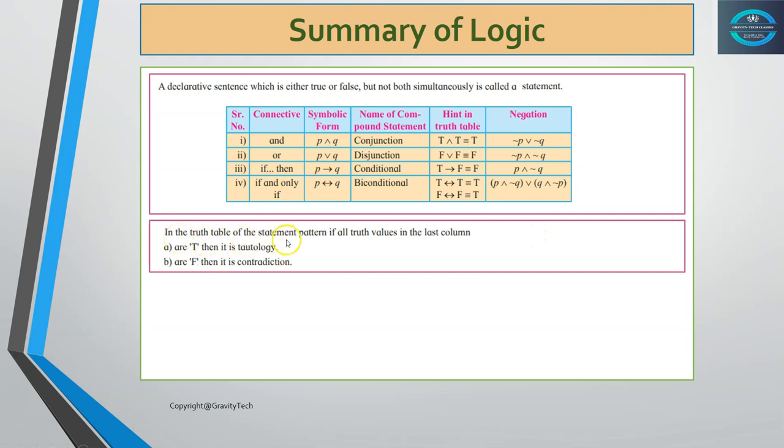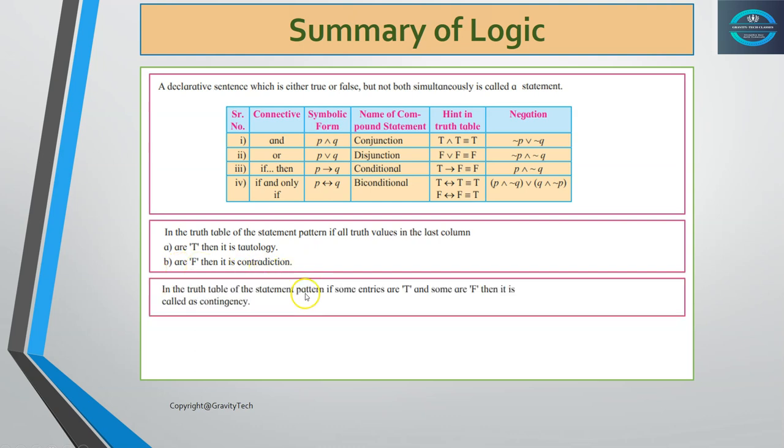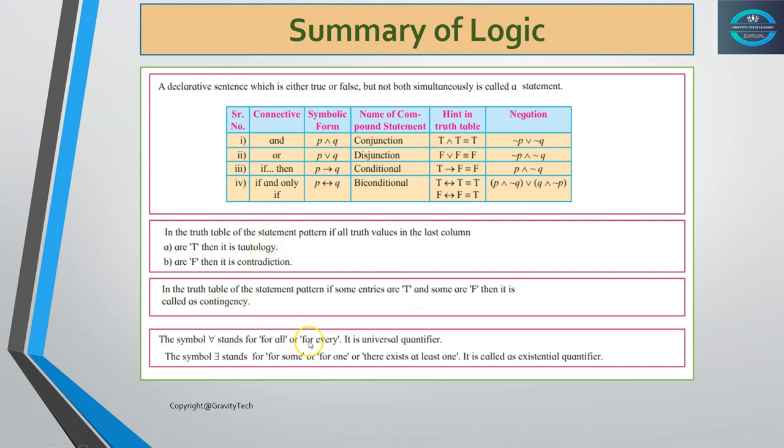In the truth table of the statement pattern, if all the values of the last column are true, T, then what it is called as a tautology. उसको small t से भी डिनोट किया जाता है. अगर सभी false है, F है, तो it is contradiction, right? अगर वो tautology भी नहीं है, contradiction भी नहीं है, तो उसे बोलते हैं contingency.